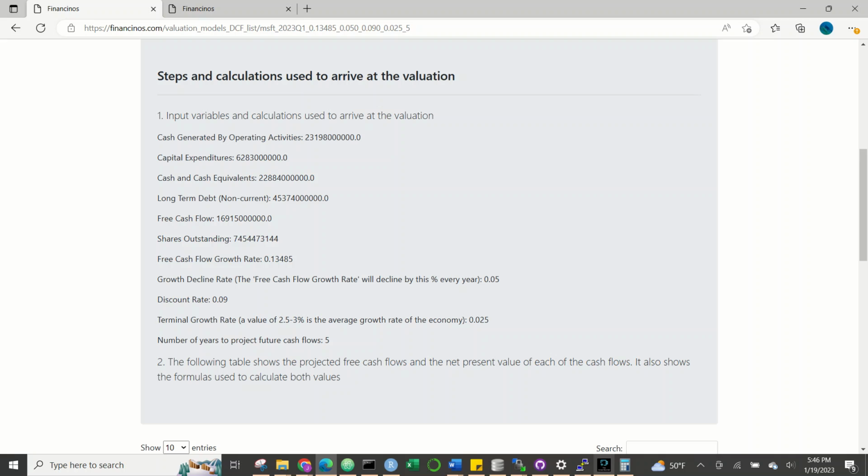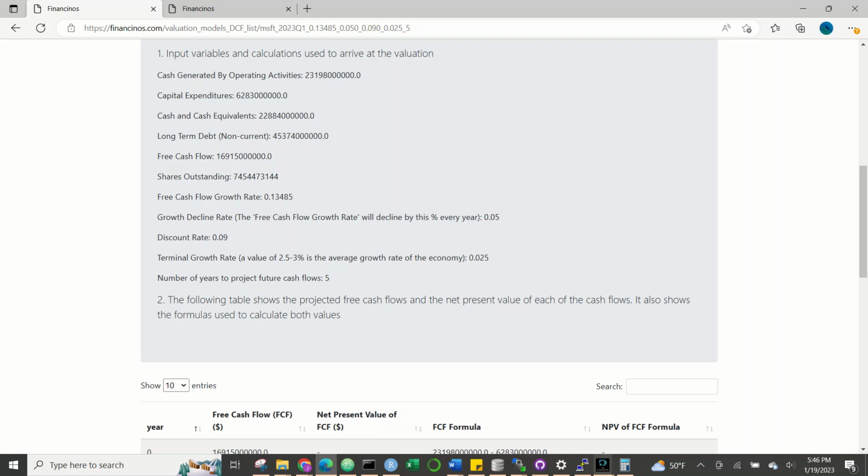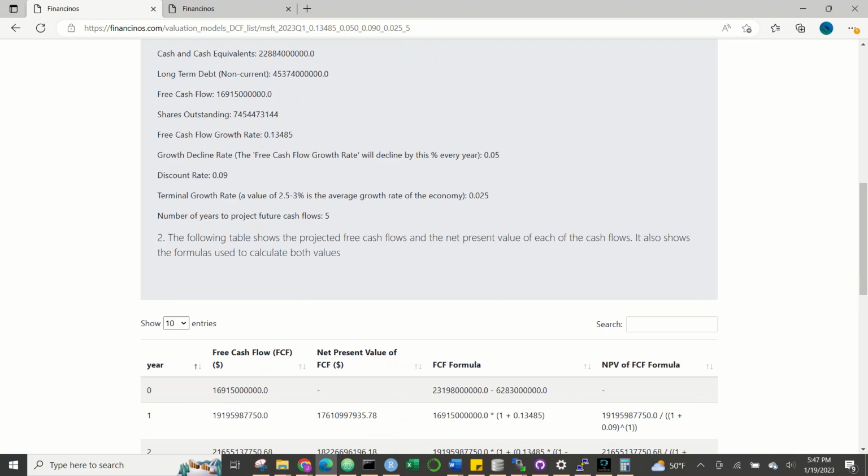All right, so steps and calculations used to arrive at the valuation. Firstly, we'll take a look at the input variables that we need. Cash generated by operating activities, we need that. Capital expenditures, cash and cash equivalents, we take long-term debt. Free cash flow, shares outstanding. Free cash flow growth rate, we inputted this, which is 13.48%. Growth decline rate, discount rate, terminal growth rate, and the number of years to project future cash flows, we inputted those as well.